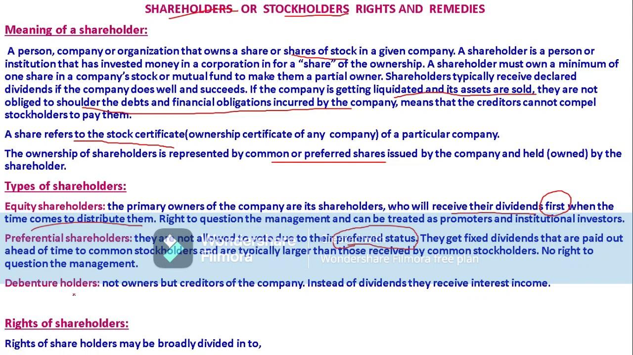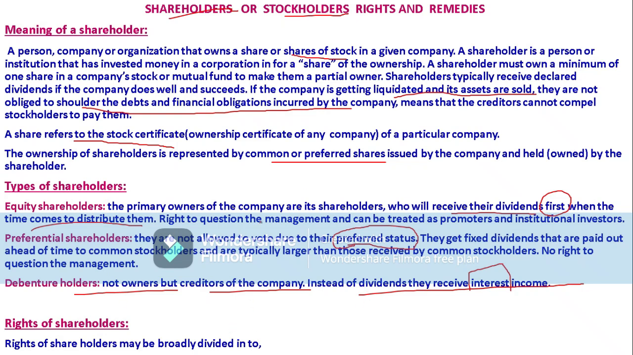So if we see debenture holders, they are not owners but creditors of the company. Instead of dividends they receive interest. Equity shareholders and preferential shareholders receive profits in the form of dividends. But debenture holders are not treated as shareholders or owners; they are treated as creditors, and they receive profit in terms of interest, not in the form of dividends. So these are the types of shareholders.